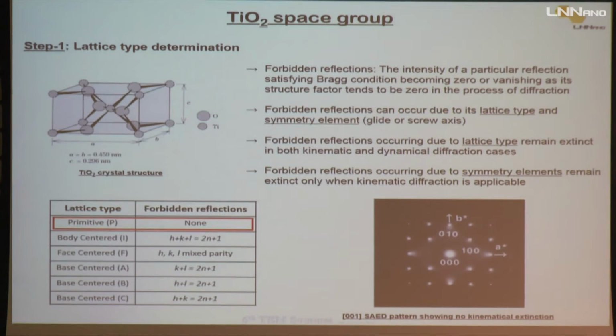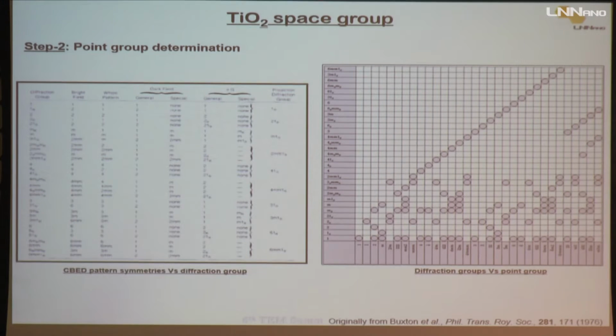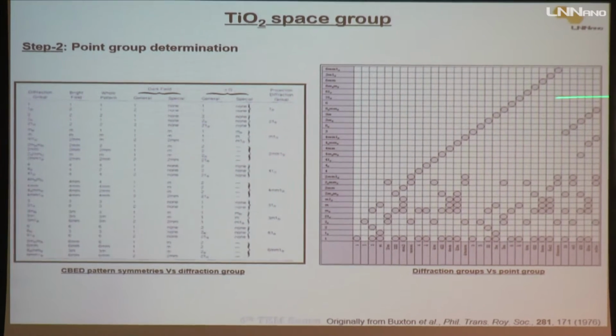And here, for example's sake, I took this titanium oxide, commonly called rutile, and I try to determine the space group of this material. This is a pattern that I acquired from the 001 orientation, and straight away I can see that there is no forbidden reflection case for this sample, because I can see all the spots, I can index all the spots. So we can straight away say that this has primitive lattice centering.